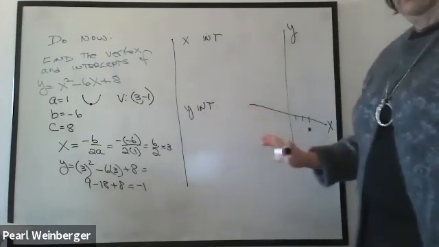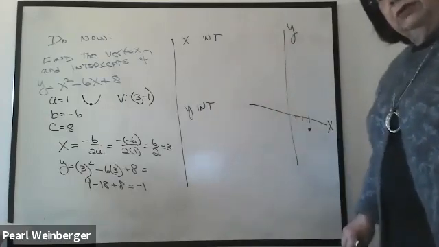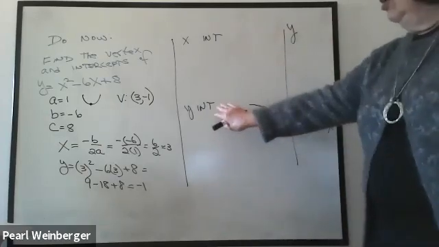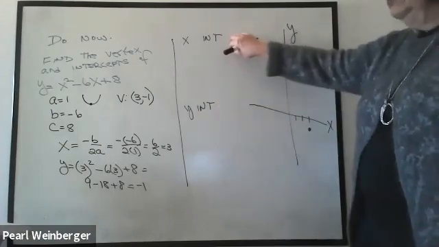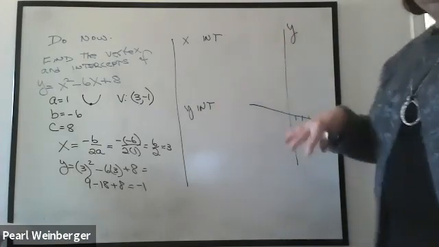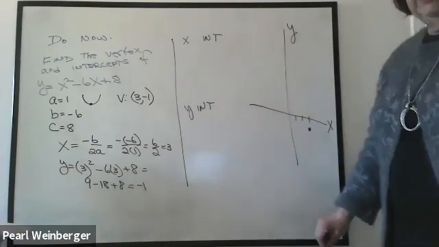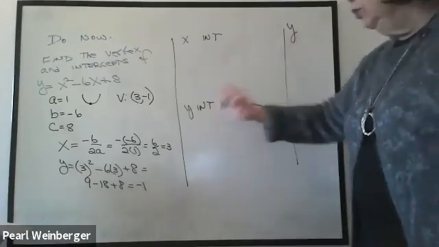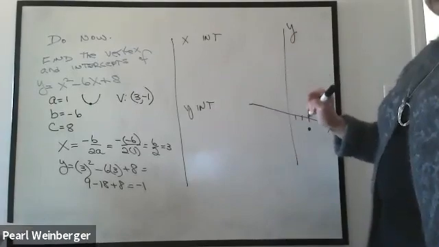Now, for what we call a vertical parabola, a parabola that says y equals, there will always be a y-intercept. Sometimes there will be x-intercepts and sometimes not. There could be even up to 2 x-intercepts. There's always going to be one y-intercept, and you could have 0, 1, or 2 x-intercepts.